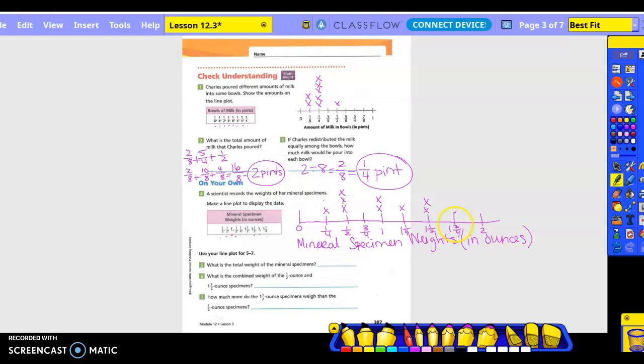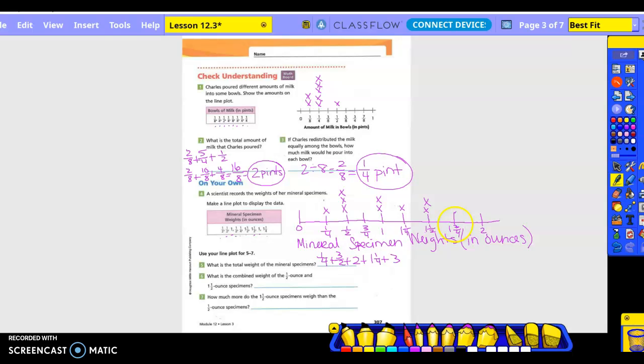So 1/4, how many is there? So 1/4 plus 1/2 plus 1/2 plus 1/2 is 3 halves, right? Plus 1 plus 1 is 2, plus 1 and 1/4, plus 1 1/2 plus 1 1/2 is 3.